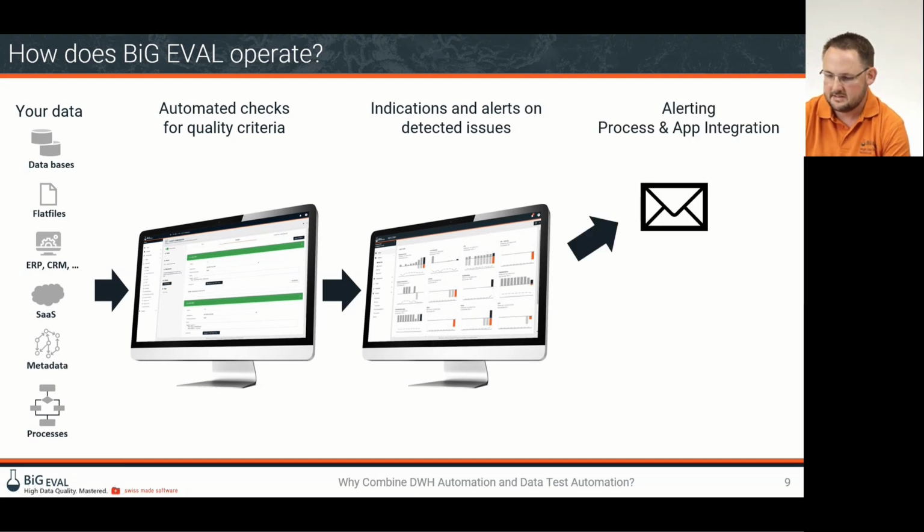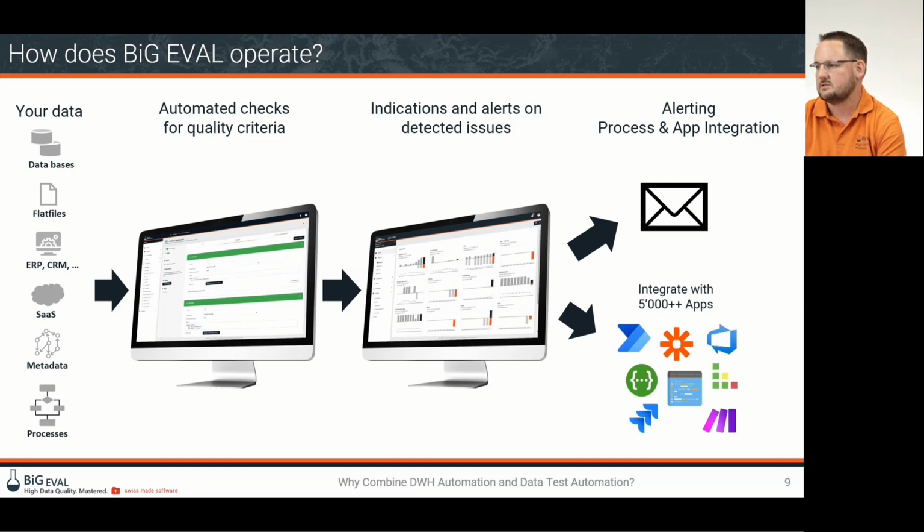And you can send email alerts or also alerts to Teams, Slack, or any other collaboration solution. And we have integrations to thousands of other applications through Power Automate or Zapier or similar solutions that you can use to maybe trigger business processes or technical processes to fix the issues at the end.